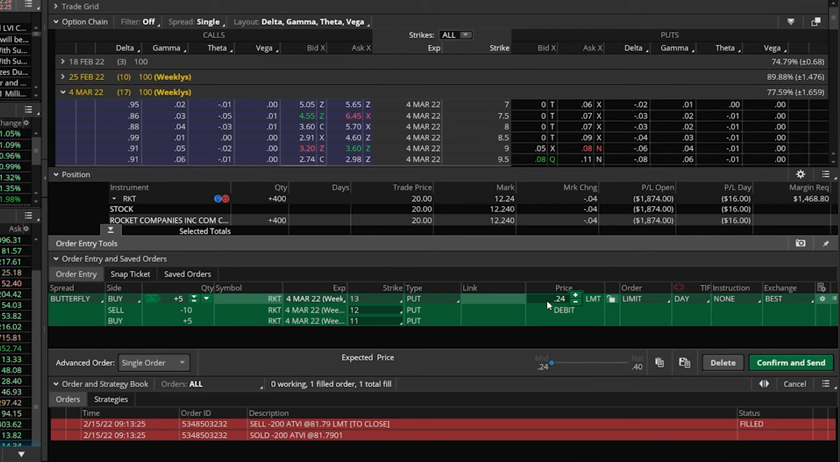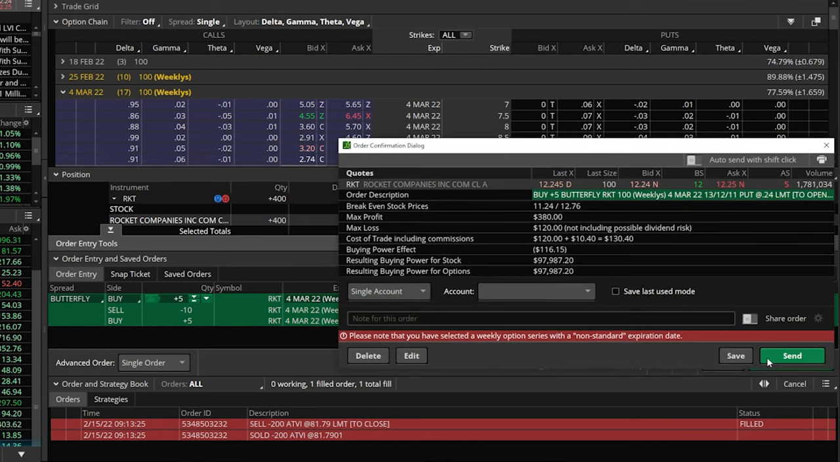So I don't want to do the math in my head. We'll just hit confirm and send. And now you can see the total max loss on this trade is 120 bucks, where the max profit is 380. But you can see creating butterfly spreads in here is actually incredibly easy. Let's go over a couple more examples just so you guys get the hang of it.